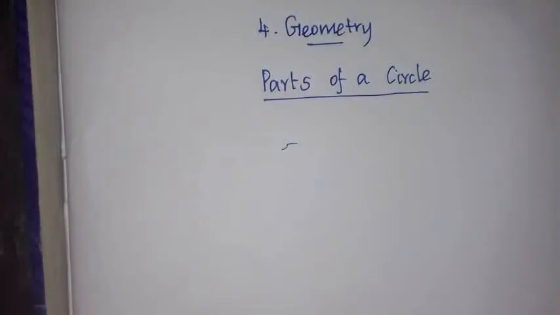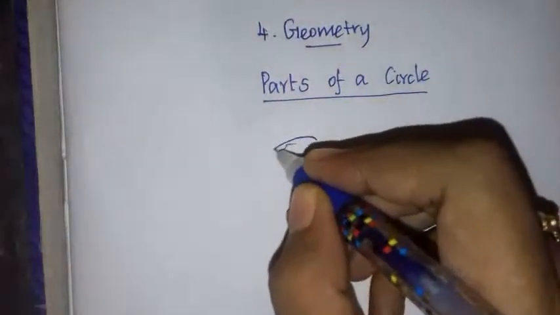Good morning students. Today we are going to see parts of a circle in geometry. Okay, give some examples of circle. What are the examples? CD, wheels. Those are some of the examples of circle. Bangle. These are some of the examples. Okay. First let us draw a circle.